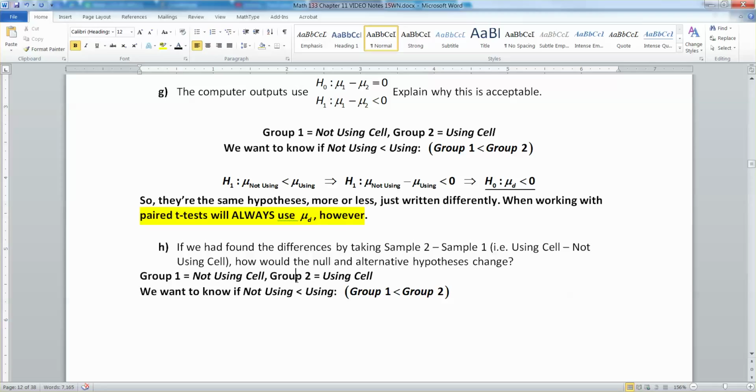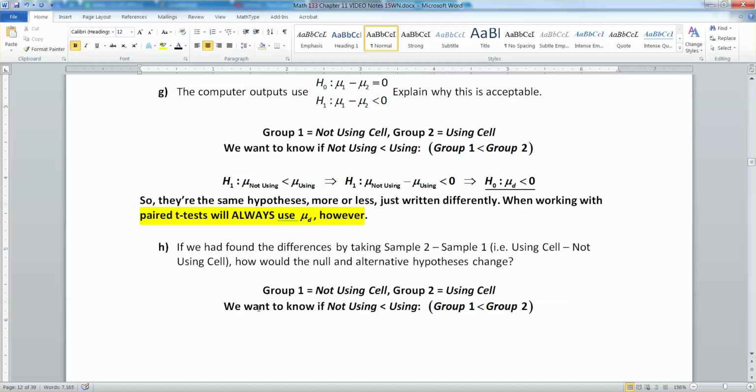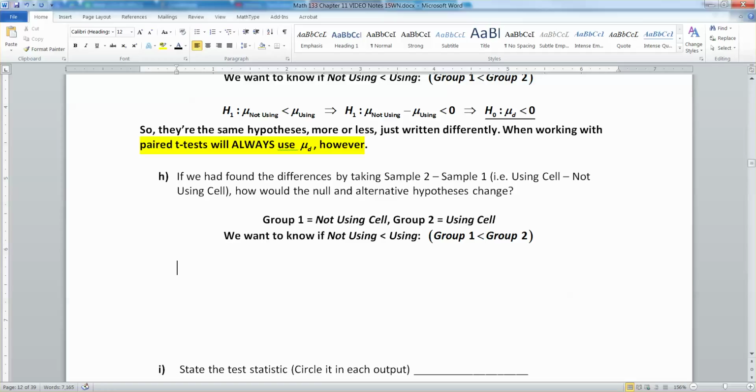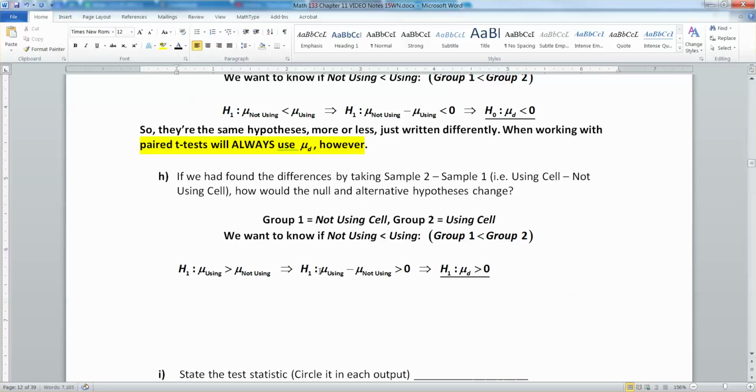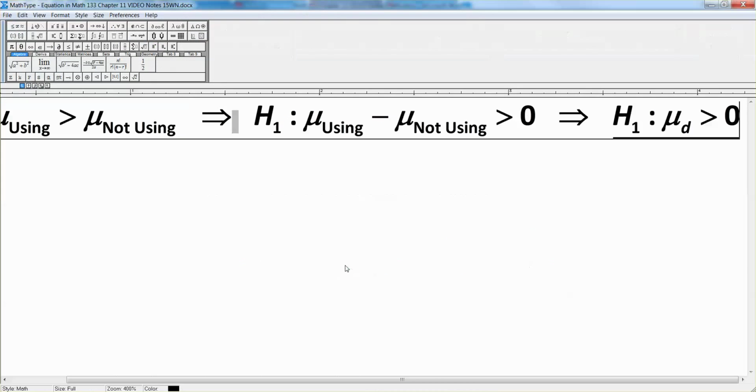All right, so what's that going to mean for our hypotheses? Well, it's going to cause it to reverse. So it's going to go backwards. It's going to be using in front and not using in back. So let me put that in there. And again, I'm not bothering with the null hypothesis because the null hypothesis is always equal to 0. It's kind of irrelevant. What matters to us is the alternative here.